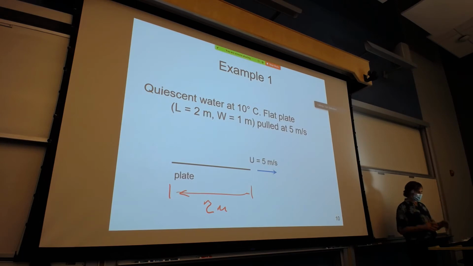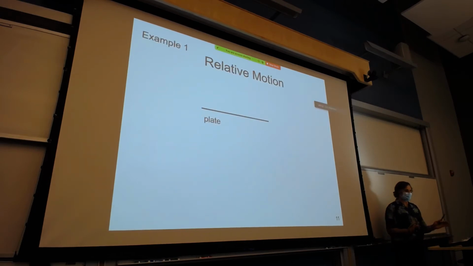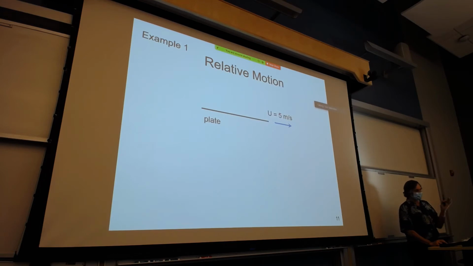That's the setup. When you do that, you create shear stresses. Shear stresses oppose velocity, acting in the other direction. If we integrate those shear stresses over the surface, that gives us a force: the force necessary to pull this plate at 5 meters per second, completely submerged in water. So the plate is moving at 5 meters per second, and the water is quiescent.